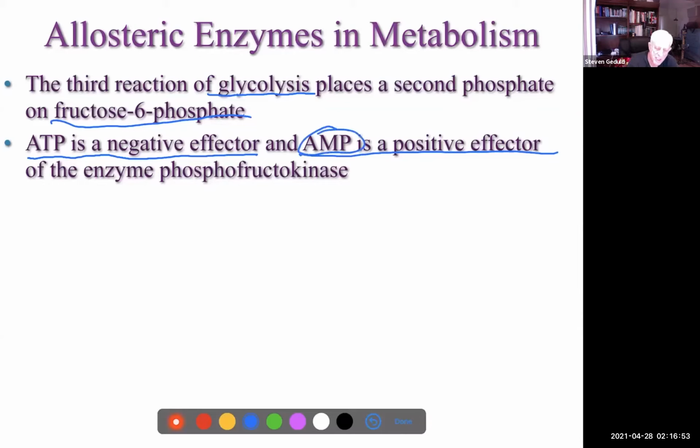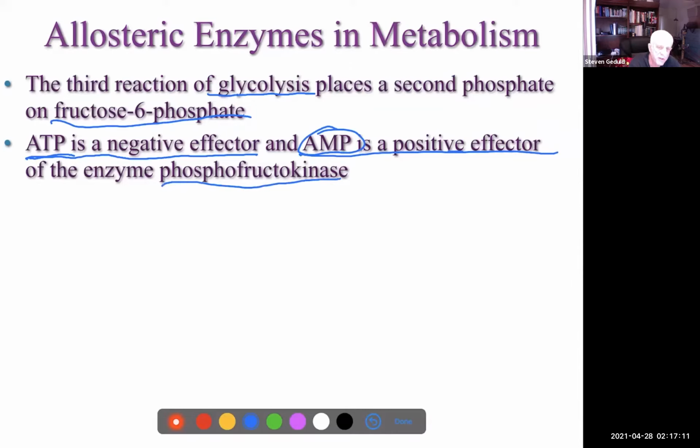So it's going to be a positive effector. It's going to make more ATP. If you have enough ATP floating already, it's a negative effector. It's going to shut down the production so you don't waste more energy trying to produce something you already have. Okay, so ATP is a negative effector, AMP is a positive effector of the enzyme phosphofructokinase.